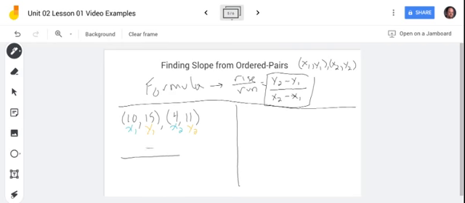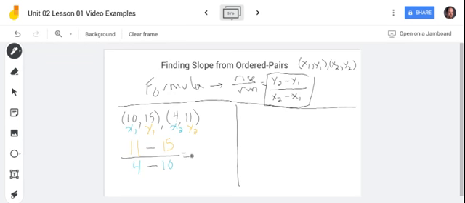I'm going to drop subtractions to begin with. There's always subtractions. I'm going to put my y's on top. So my second y is 11. My first y is 15. Then my x's, my second x is 4. My first x is 10.